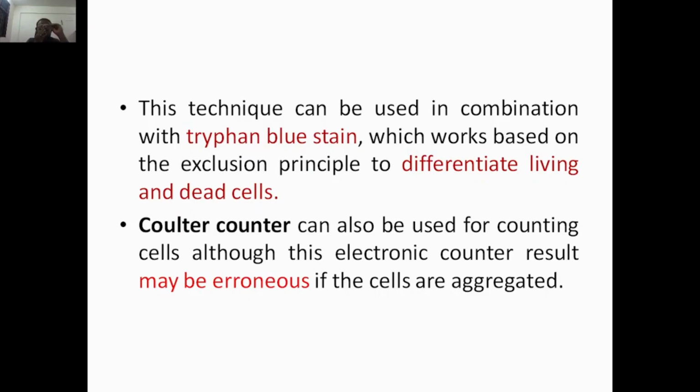Next we have the Coulter counter. That can also be used for counting cells, although this electronic counter's results may be erroneous if the cells are aggregated. If cells are aggregated, it will not count them separately. Imagine 3 cells are aggregated, it will count them as only 1 cell. Whereas manually, or with staining, we can differentiate them.